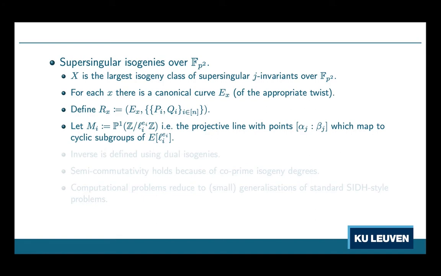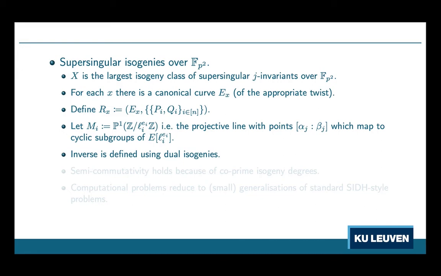So any cyclic subgroup will have multiple generators, but when you express these generators in the bases P_i, Q_i, each coefficients alpha and beta will all belong to the same class in the projective line. So this class maps 1-to-1 with the subgroup. So this is why we use the projective line here.